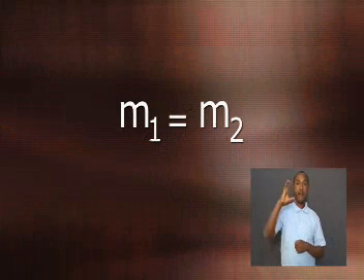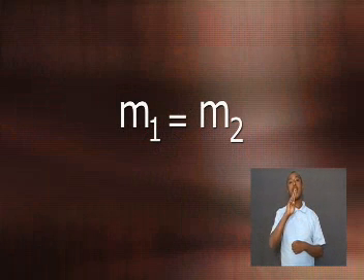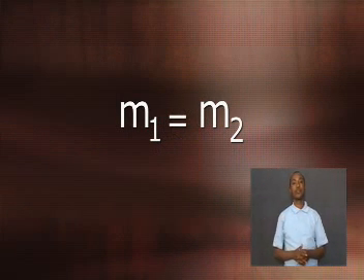If we compare the mass of M1 to that of M2, we will find they are the same. Thus, the mass before the chemical reaction is the same as the mass after the reaction.